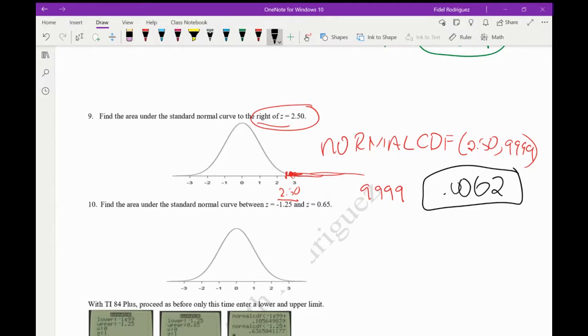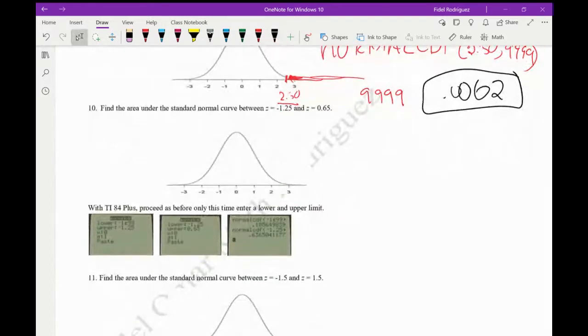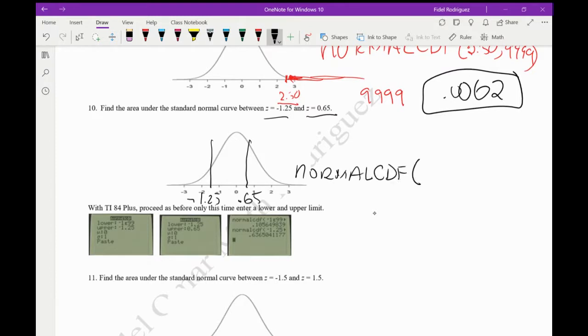So number 10, I'm going to do this exactly the same way, guys. We're finding the area between negative 1.25 and 0.65. So look, I know my two limits: negative 1.25 and 0.65. So just like I did before, I'm going to go normal CDF, and I'm going to hit negative 1.25 and then 0.65.